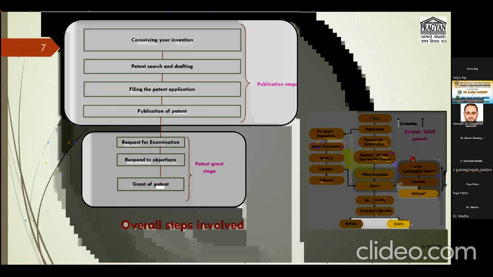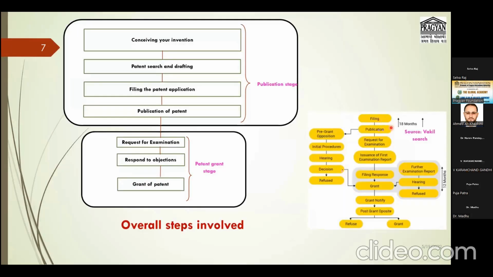Also, the time span is very important. Here I'm mentioning some time spans from the source. Once you file the document, you have to wait for 18 months. In conventional cases, for publication of the patent, we should wait for 18 months. If you want to go for fast publication, that is a different option. Once you file the application, you have to wait for 18 months for publication. After that, it will go for request for examination.